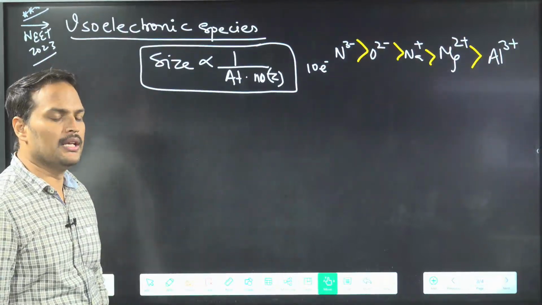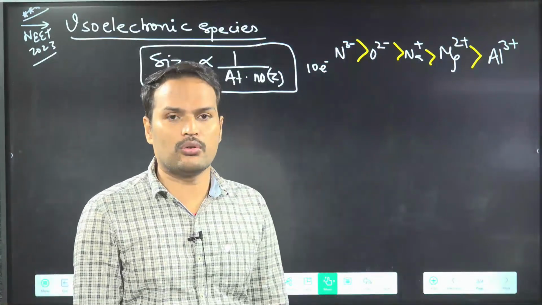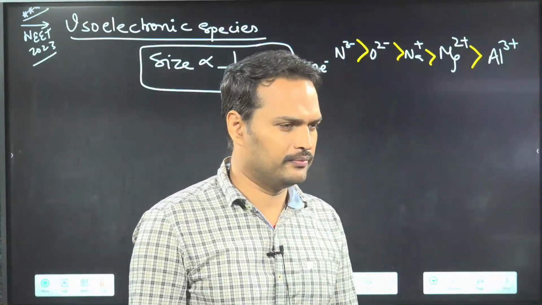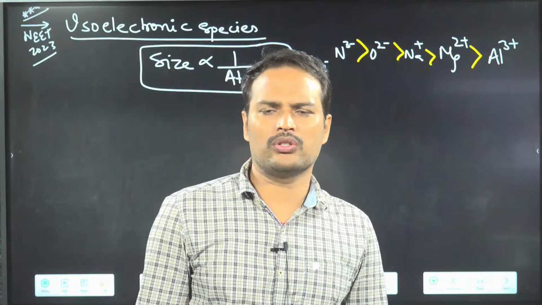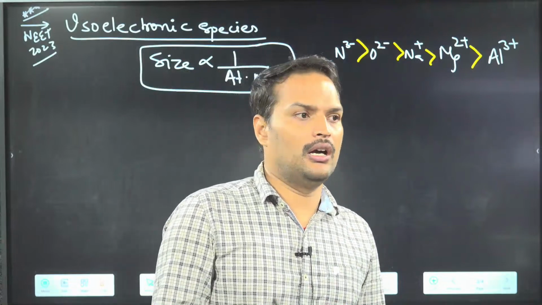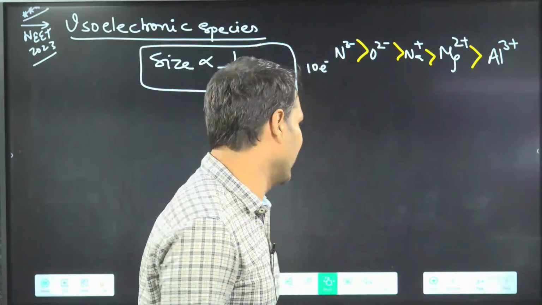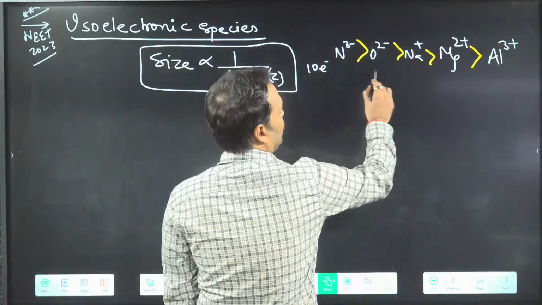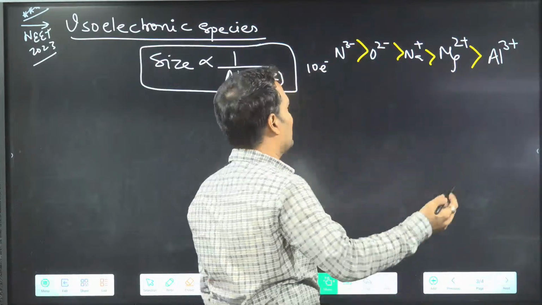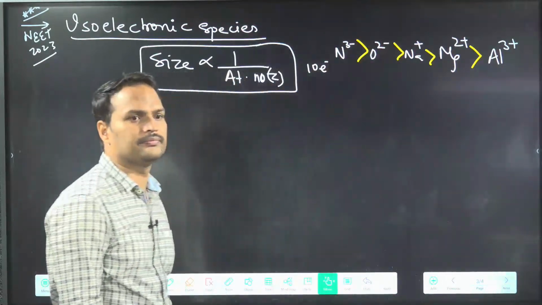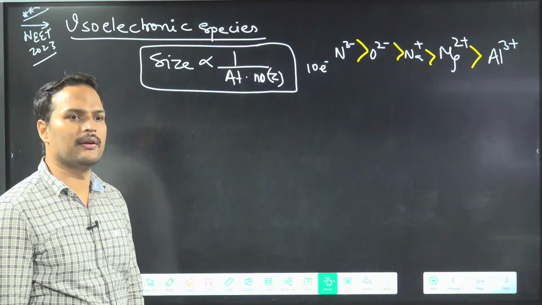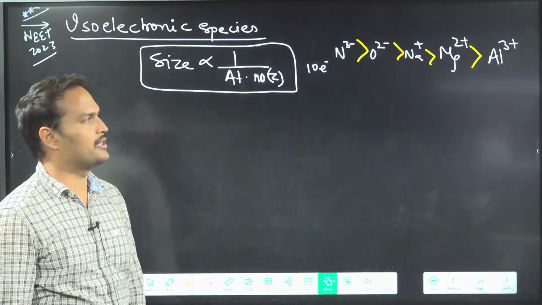Got the point? Like this only, there was a question in NEET 2023. What was the question? They were saying which will be biggest if they attain noble gas configuration. So see, all are having noble gas configuration. So which one is biggest? N3 minus. Clear? So like this they ask the questions.